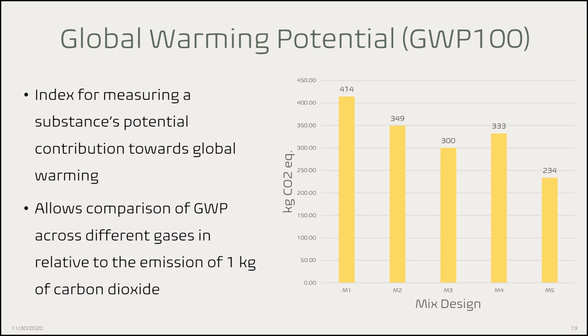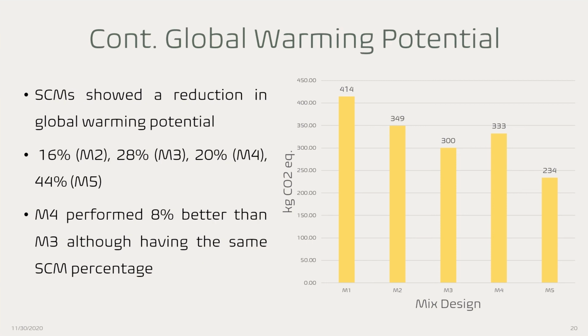Alright, let's look into global warming potential. So global warming potential is an index for measuring a substance's potential contribution towards global warming. It allows comparison across different gases in relative to the emission of 1 kilogram of carbon dioxide. So in this table, mixed design involving SCMs showed a reduction in global warming potential. In relative to mixture 1, the other mixture performed 16 to 44% better. Interestingly, M4, which uses blast furnace slag, performed better than M3 at the same percentage replacement of 25%.